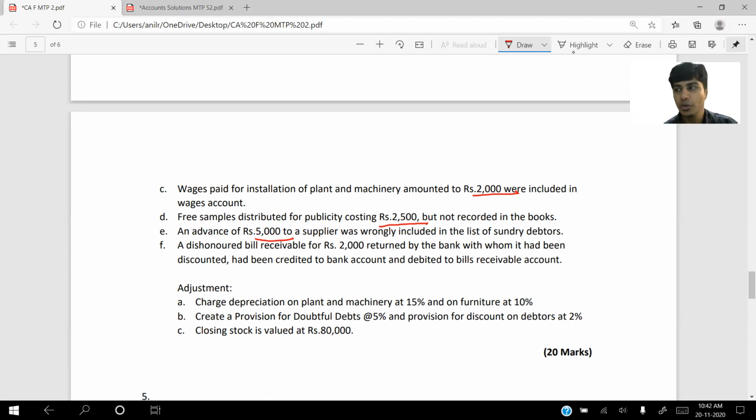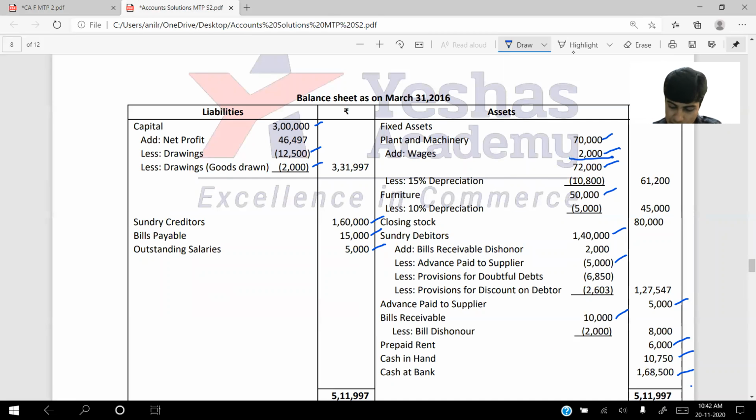I'll tell you. You receive a bill from a debtor and then discount it to the bank. If the bank dishonors it, then the banker gives that bill back to you. You would have to give it back to the debtor. What we've done is the banker has given it back to us by deducting my bank balance, and my bills receivable has increased. So I would have to deduct my bills receivable and add back to my debtors. How much? 2,000. I've added 2,000 to debtors and deducted 2,000 dishonored.